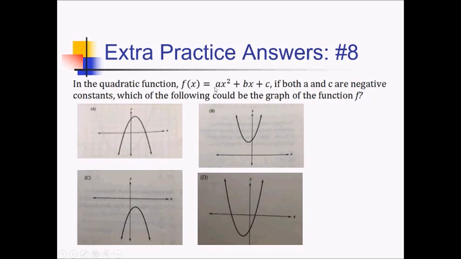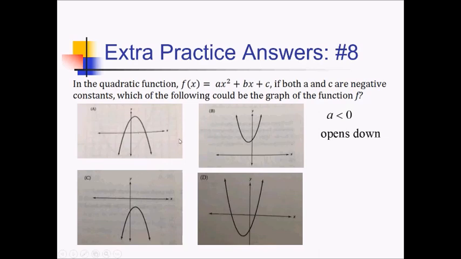If a is negative, then that means that my parabola must open down. So that eliminates choices b and d, which both open up. So those would have positive a values. So we're down to a versus c, choices a and c.